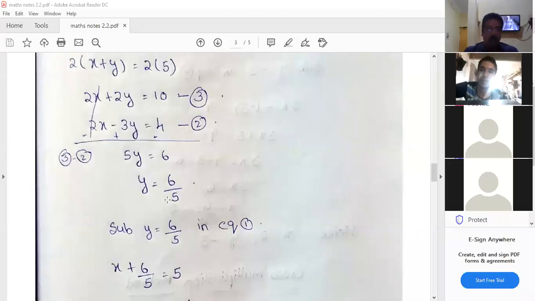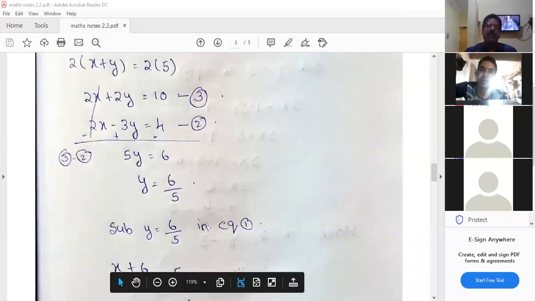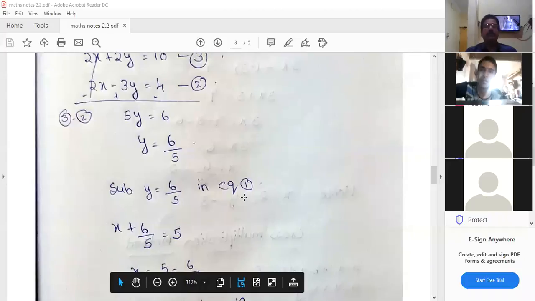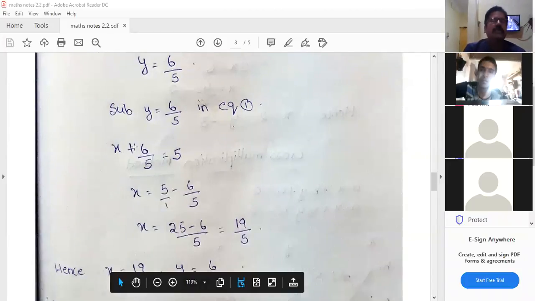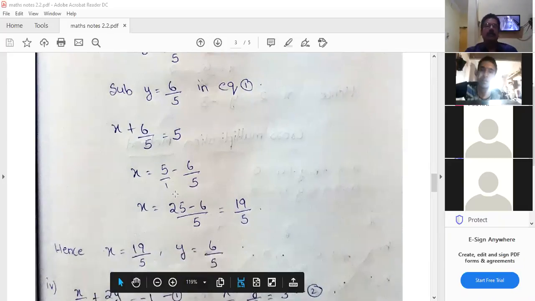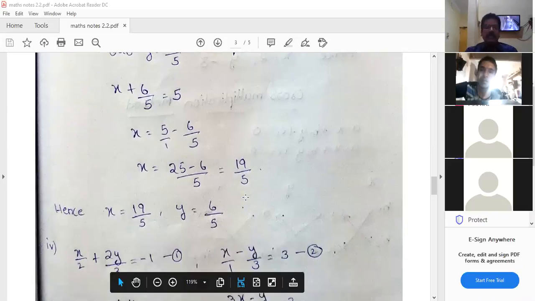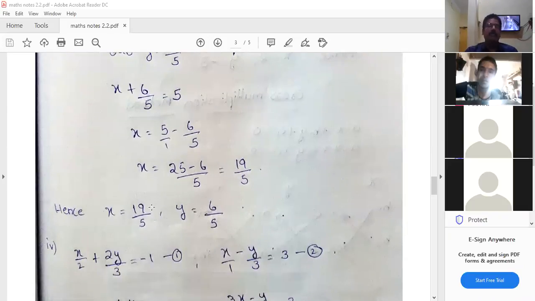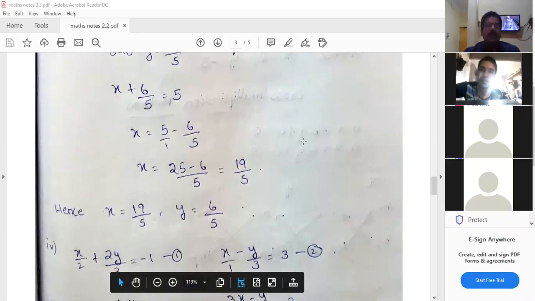This is the y value. Now this y value I can substitute in any equation. Now I am substituting in the first equation. So x plus 6 by 5 equal to 5. I transpose 6 by 5 to the RHS. x equal to 5 minus 6 by 5. LCM 5. 5 fives are 25. 25 minus 6 by 5 is 19 by 5. Hence my two values are x equal to 19 by 5 and y equal to 6 by 5. These are the two values I got.